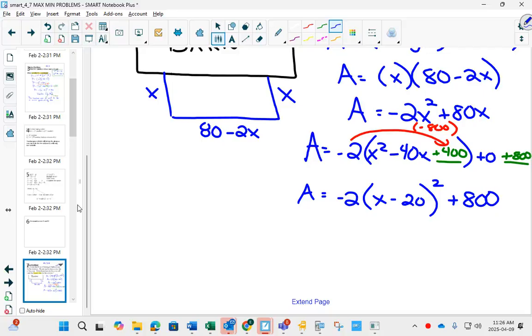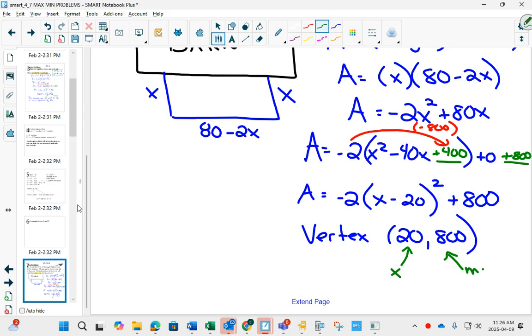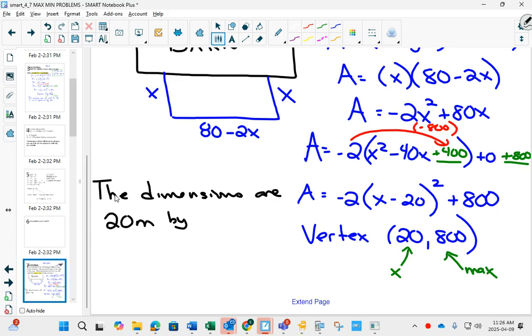And so our vertex is 20, 800. The 20 is the x, the 800 is the max, because we're looking for a maximum. So what did x stand for? Look at your diagram. What did the question ask? The question asked for the dimensions. So the dimensions are, include our units, the x is one side, 20 meters by, what's going to be the other side? 40. You had guessed the biggest one.